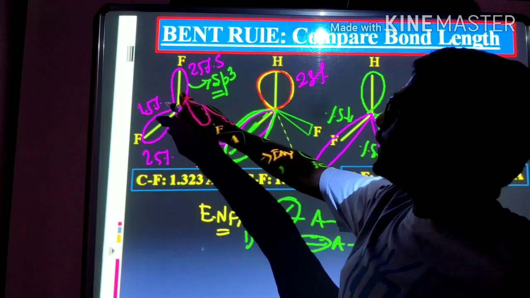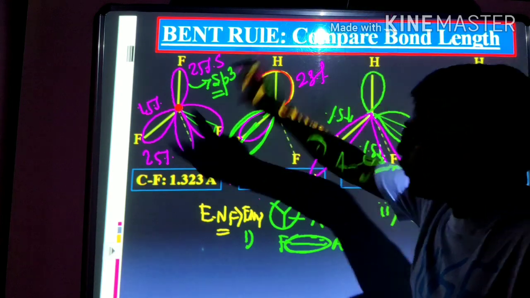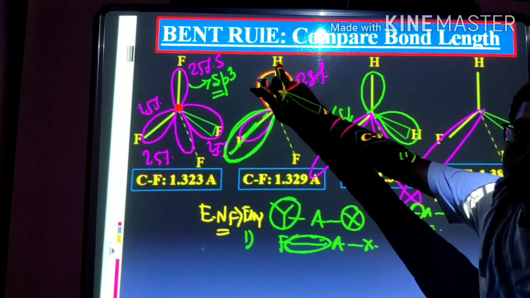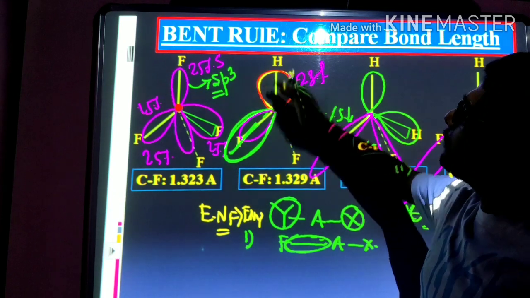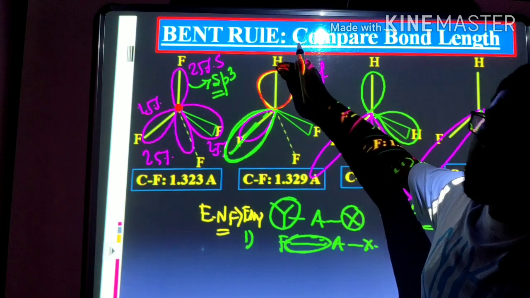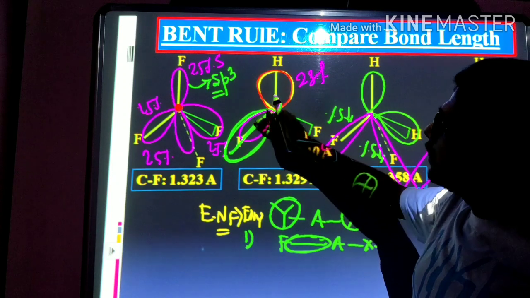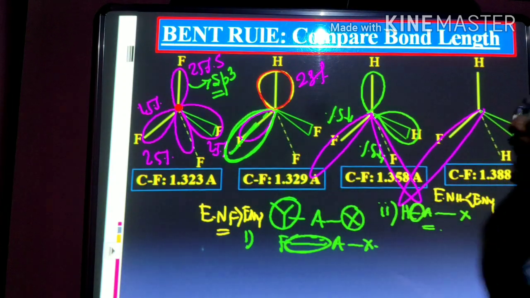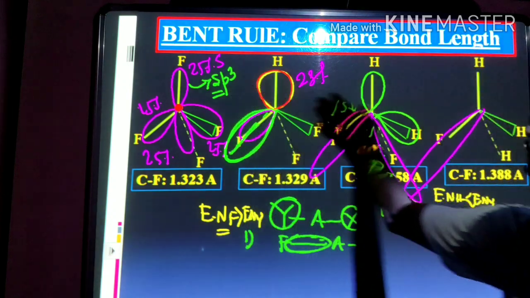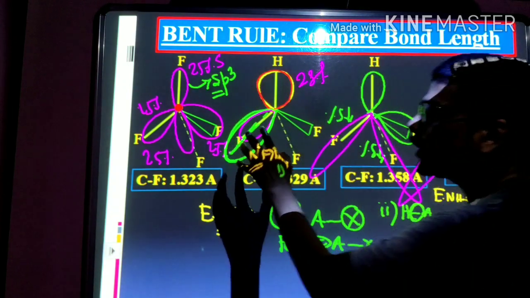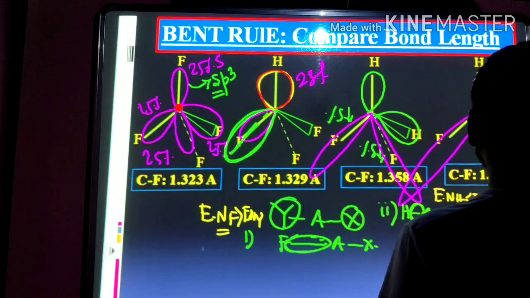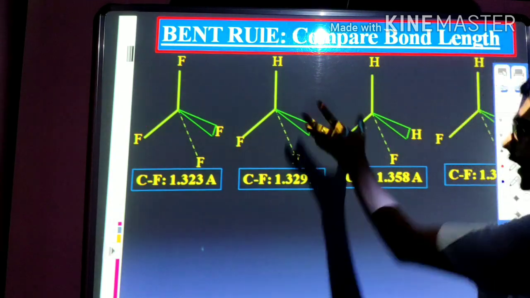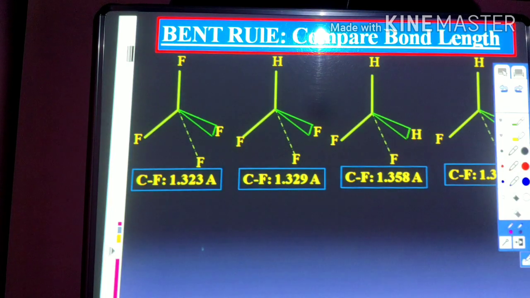As you replace a more electronegative element by a more electropositive element or less electronegative element, the percentage of S character in this bond will increase and the percentage in these bonds decreases, so bond length increases. If it's still not yet clear to you, I will show you some data, arbitrary data.